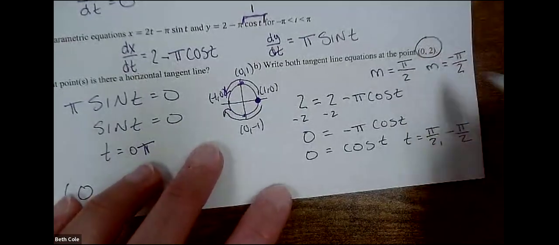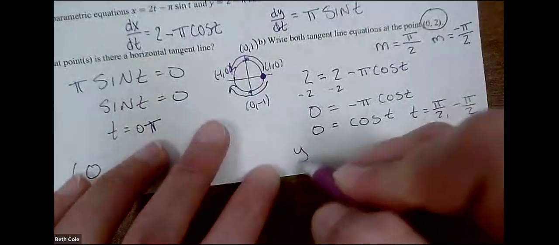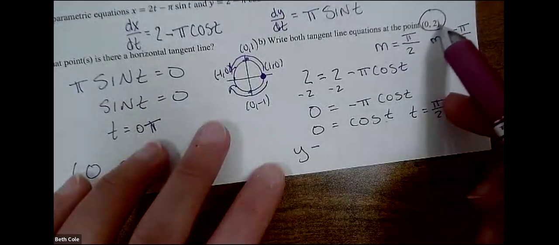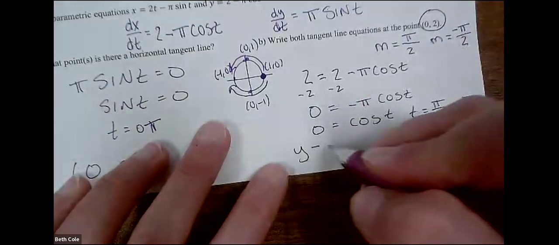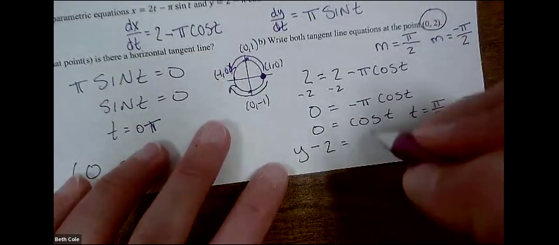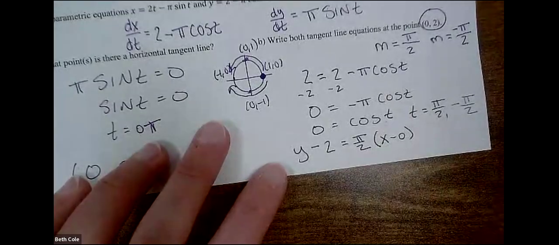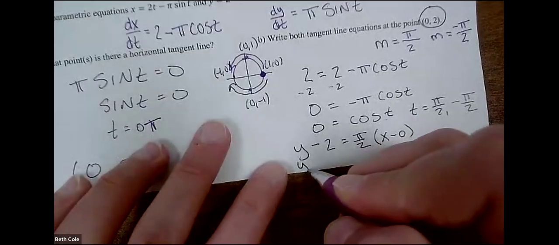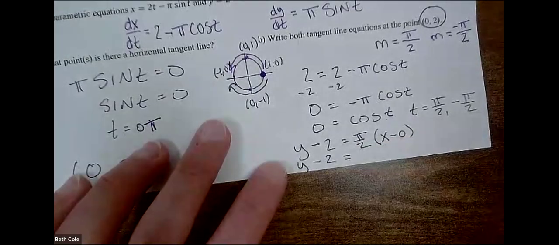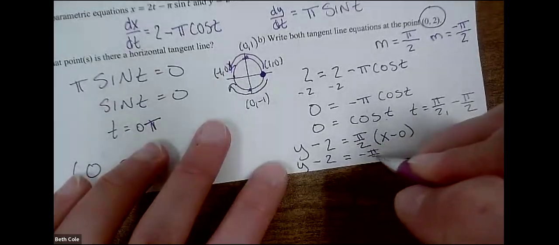This is your point. These are your slopes. You get 2 answers. So y minus 2 equals pi over 2 times parenthesis x minus 0. Or I guess you could just write x. I just like to be thorough and write the whole thing. And then the other one's going to be literally the exact same thing except negative pi over 2.